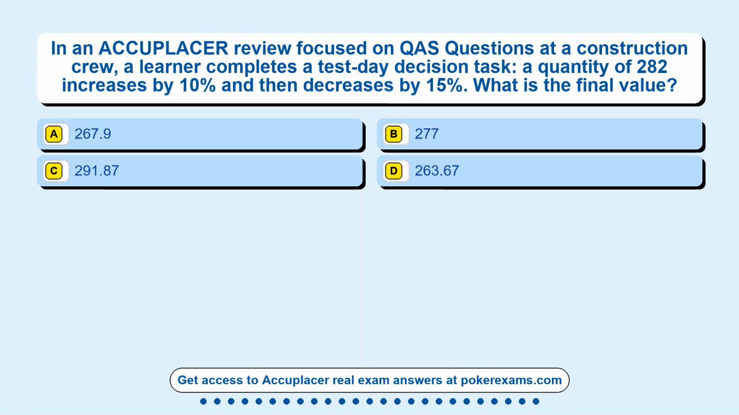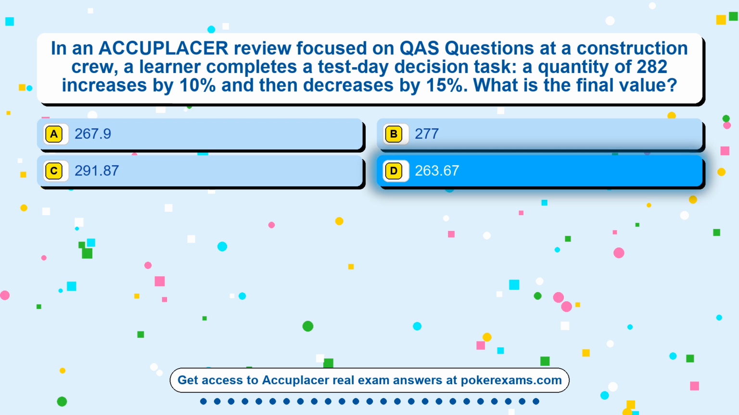Question 25. In an ACCUPLACER review focused on QAS questions at a construction crew, a learner completes a test-day decision task. A quantity of 282 increases by 10% and then decreases by 15%. What is the final value? Option A, 267.9. Option B, 277. Option C, 291.87. Option D, 263.67. The correct answer is option D, 263.67.